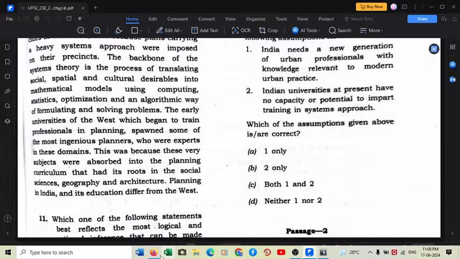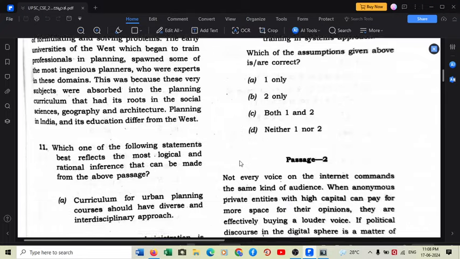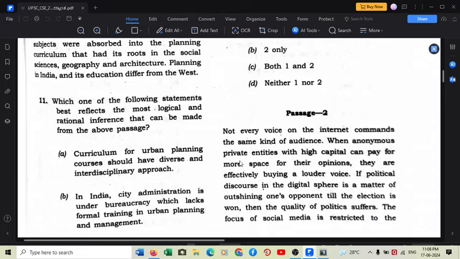So moving to another passage. This is a passage on the internet. Not every voice on the internet commands the same kind of audience. Okay, definitely correct. This is a very generic thing. What it simply means is, the louder the voice, the more the audience. The less audible the voice, the lesser the audience.